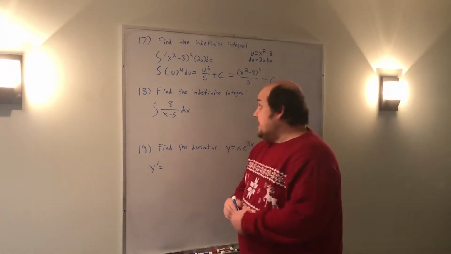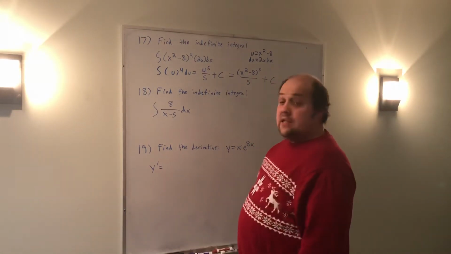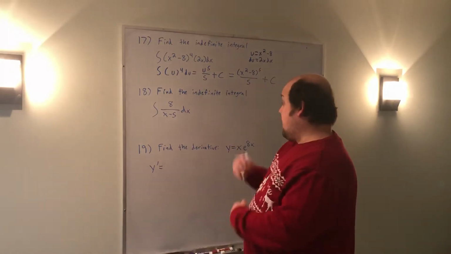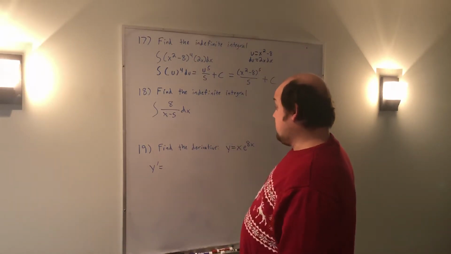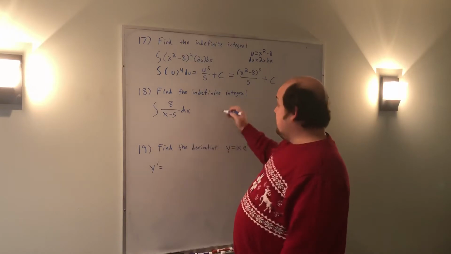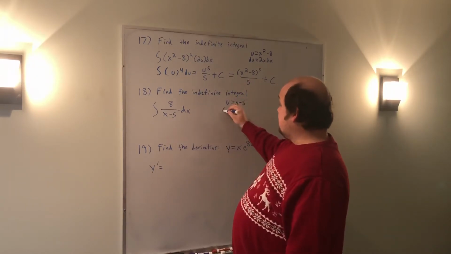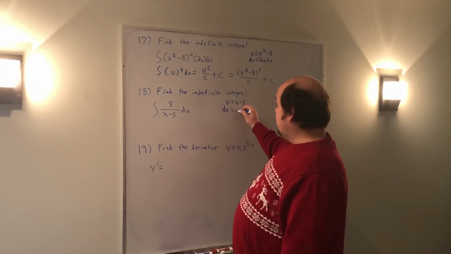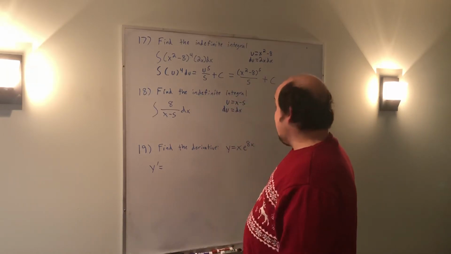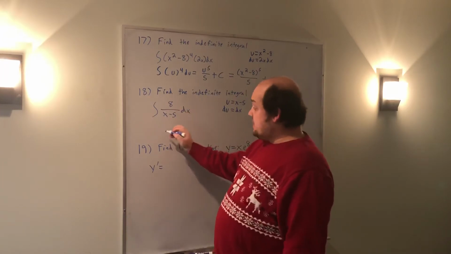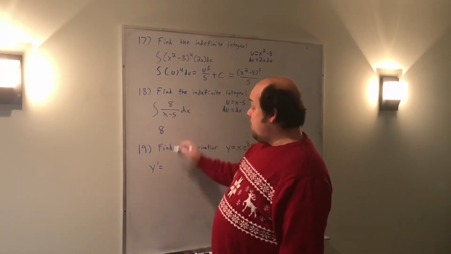For number 18, we have the same general idea. It's just a little bit different how we need to set up this u substitution. In this case, u needs to be the bottom. u equals x minus 5. When I take the derivative of the left, I get du. When I take the derivative of the right, I just get dx. So this 8 is unnecessary. That's why I'm going to bring it out front.